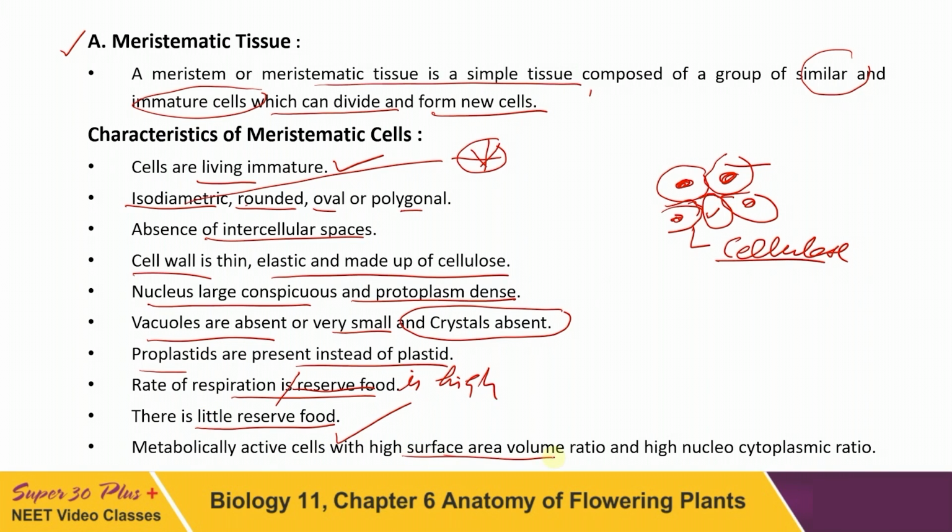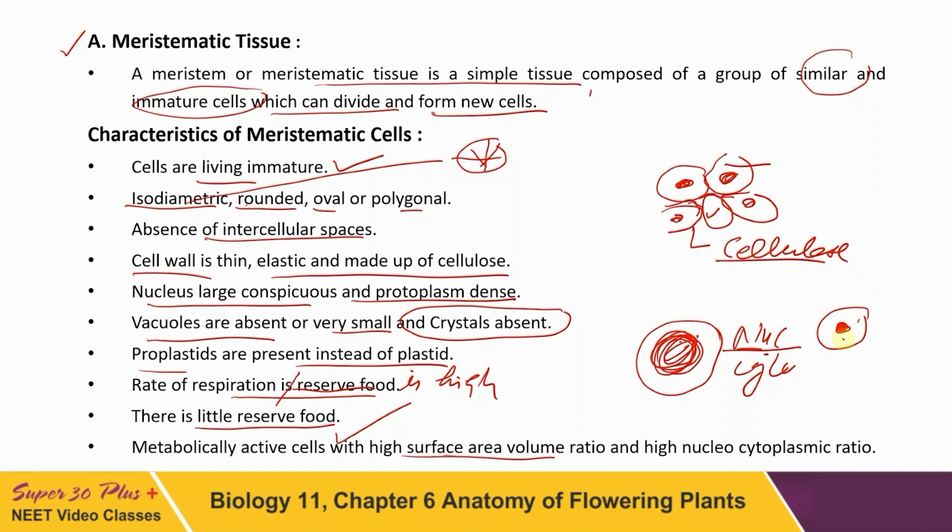Surface area to volume ratio is high. Nucleocytoplasmic ratio is also high. What we mean by that is, this is the nucleus, this is the cytoplasm. If we see the nucleus and cytoplasmic ratio, the size of the nucleus is large. That's why the nucleocytoplasmic ratio is high. In case of permanent cells, the size of the nucleus will be less as compared to the amount of cytoplasm. Is it right?